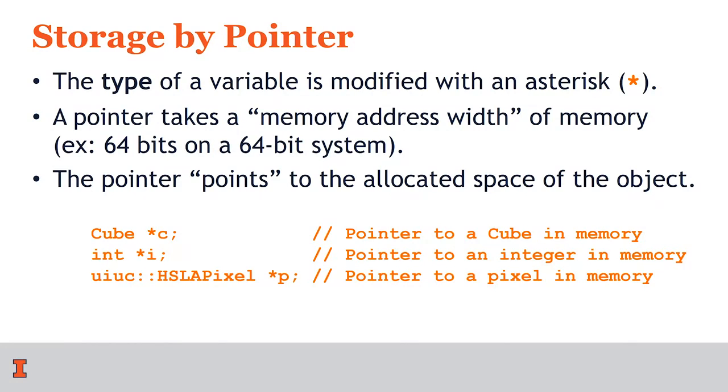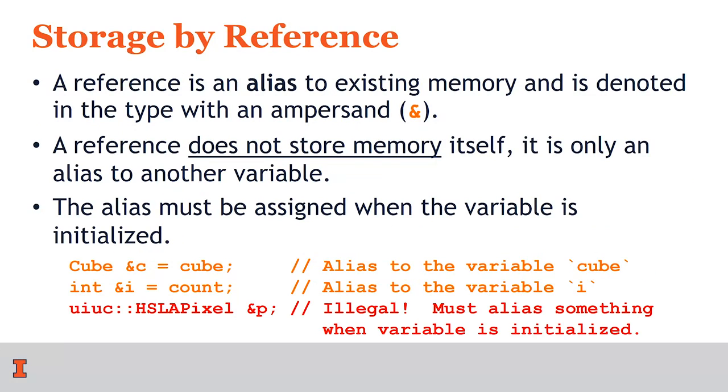And we see here's a cube pointer denoted by the star. Here's an integer pointer denoted by the star. Here's the HSI pixel, again denoted by the star. The star denotes these are each pointers. There's a third way of storing that we've made references to, but we haven't formally defined. That is storage by reference.